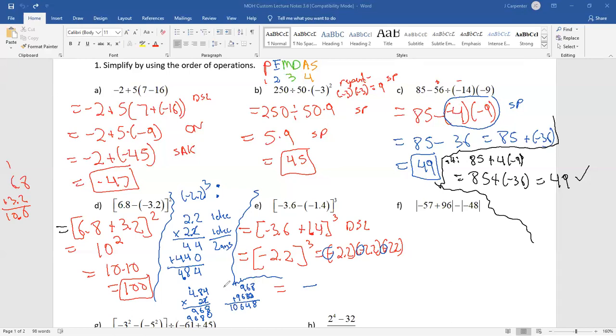10,648, but there were 2 decimals in the first one. There's 1 decimal in the second one, meaning there should be 3 in the answer. So it's 10.648. So negative 10.648 is our answer. Sorry, I was getting low on room, but you should still be capable of doing those decimal multiplications.